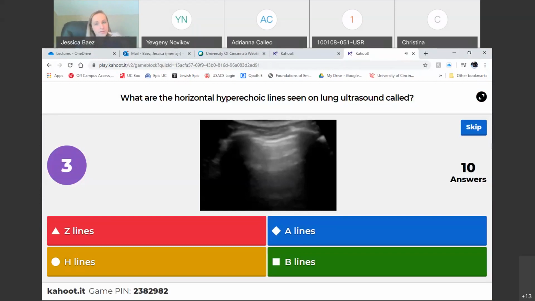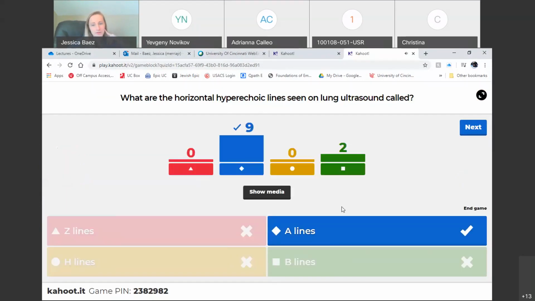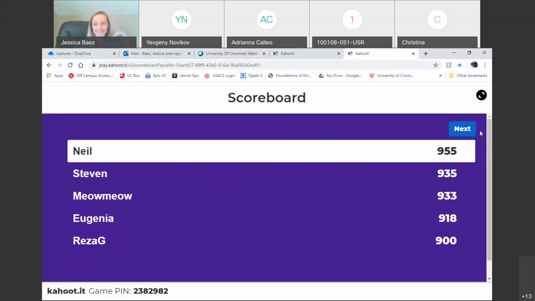All right. Horizontal hyperechoic lines seen on lung ultrasound. Most people got it right. Those are A lines. So those are indicative of normal lung. The B lines, remember, those are the flashlight looking lines, so the kind of vertical lines extending from the pleural space. All right. Nice work. It shows us the leaderboard each time, okay? No pressure.